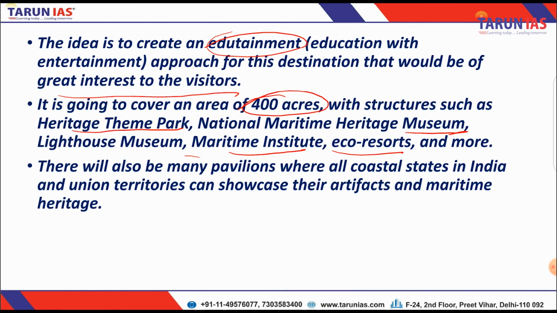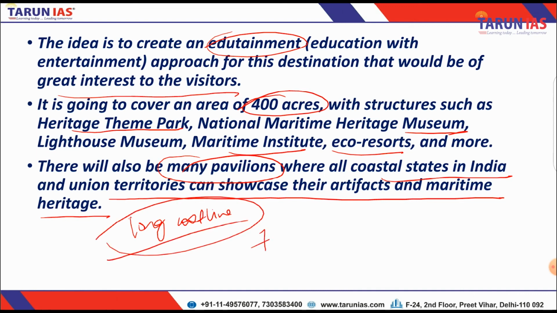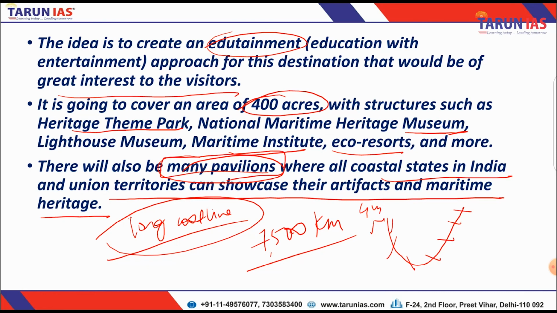There would also be many pavilions where all the coastal states in India and union territories can showcase their artifacts and the maritime heritage. We know India has a long coastline of approximately 7,500 kilometers. And with many states like Gujarat, Maharashtra, Goa, Karnataka, Kerala, Tamil Nadu, Andhra, Odisha, West Bengal, all these states have their own maritime heritage. So these states can come and showcase their artifacts and heritage in the pavilions that will be built.